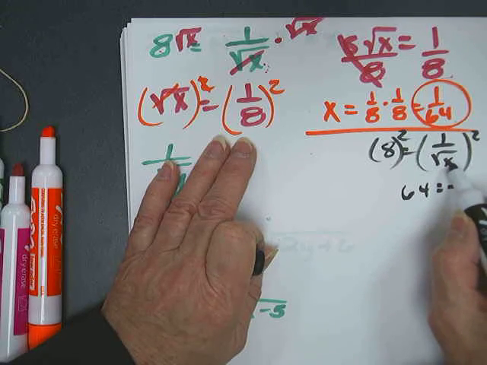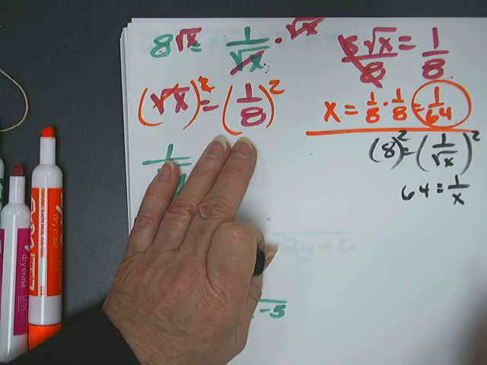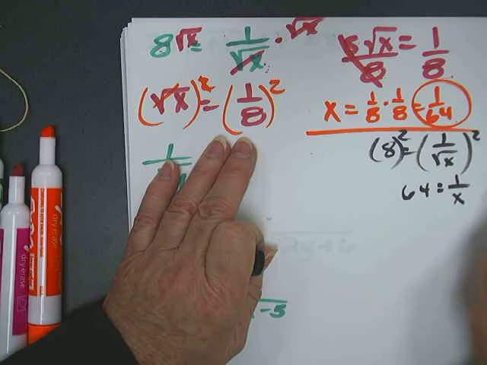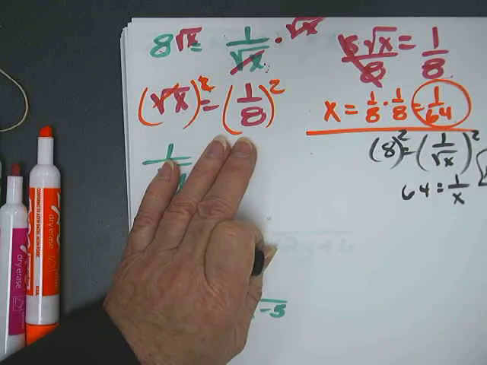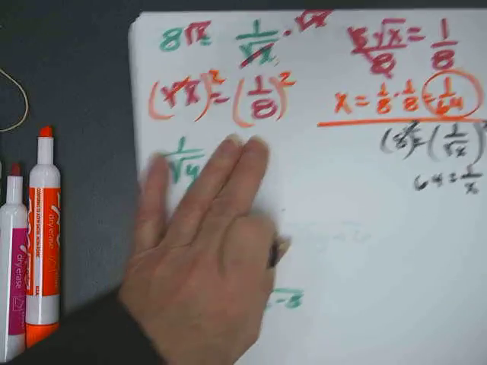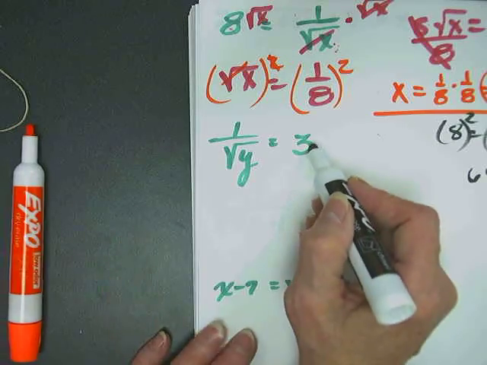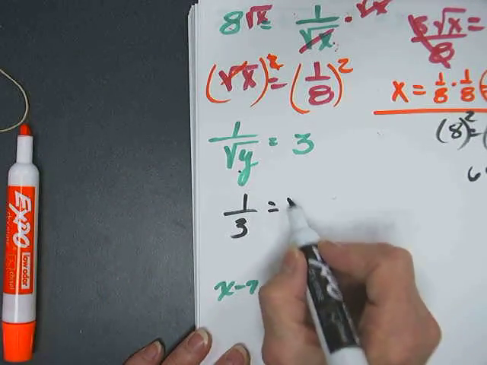If you wanted, you could have 8 equals 1 over square root of x. You could have squared both sides. You would have got 64 equals 1 times 1 is 1, square root of x squared is x. You still would have ended up trading these, and you still would have had x equals 1 over 64.